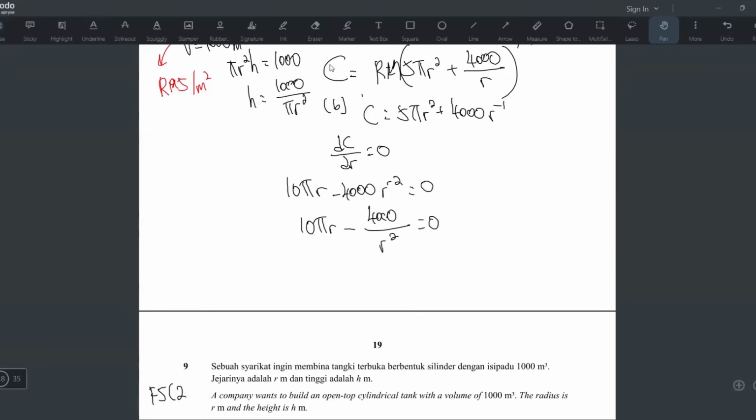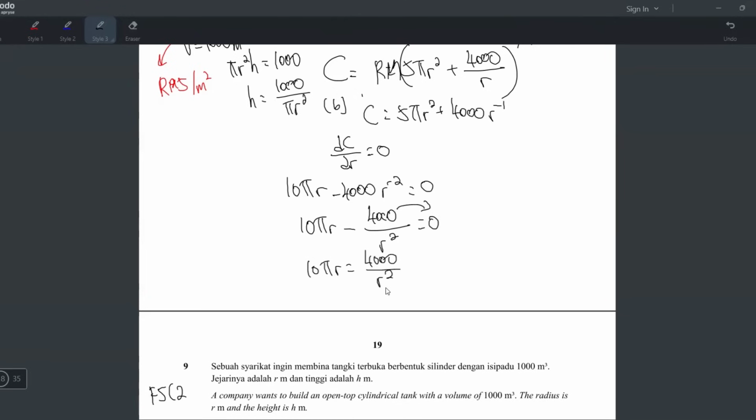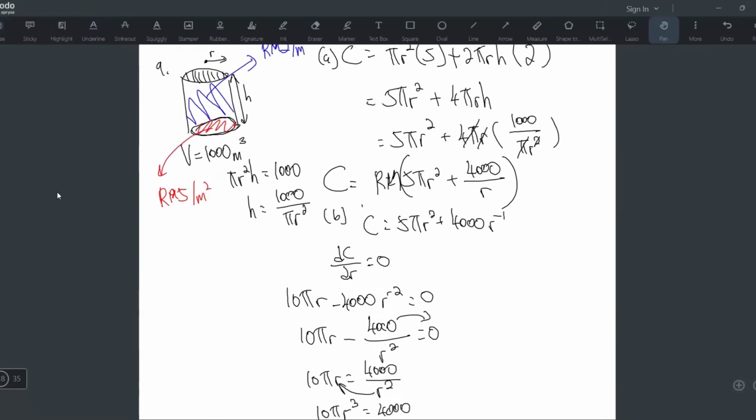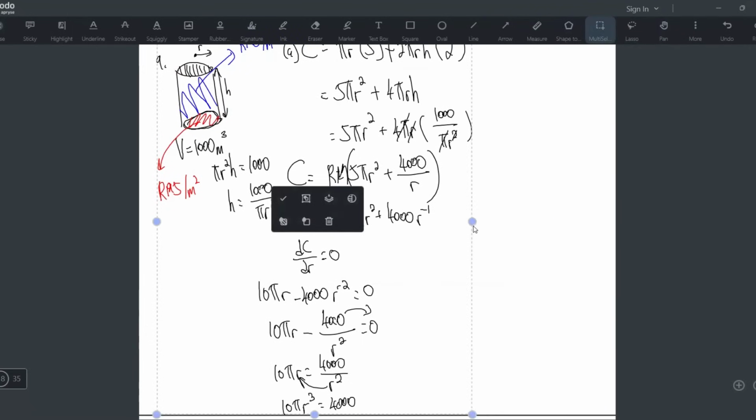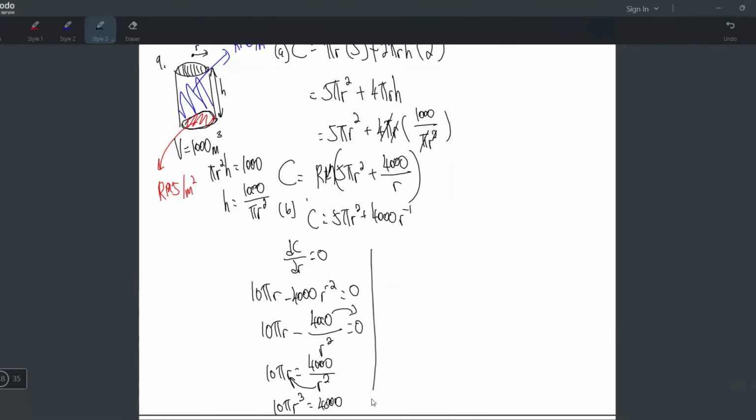And I'm trying to find r now. So I will move this to become positive first. So 10 pi r equals, negative moves to become positive, 4000 over r square. And then to remove the fraction, multiply up. So it will become 10 pi r power 3 equals 4000. Okay, after you reach here, how do you find the r? So r cube equals to, now I will press 4000 divide 10 divide pi, because when you move it, it becomes divide.